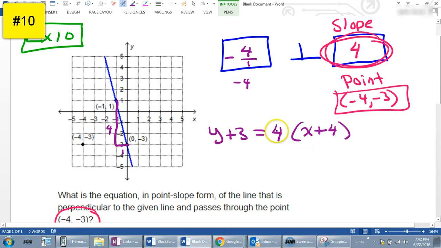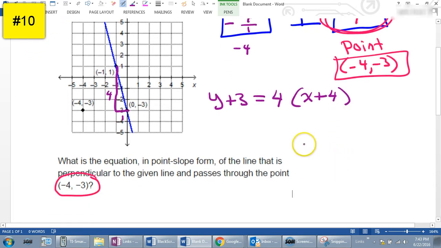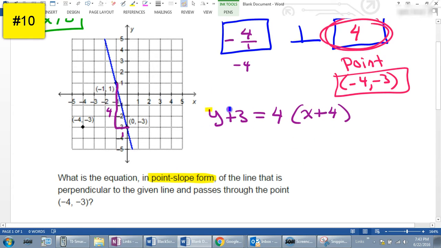Let's see. Is this the answer, or do I need to distribute? Well, that depends on what form they asked for. They asked for point-slope form. So am I going to leave it like this or distribute? Leave it like that. This is point-slope form. So that's it. This is the answer. Okay?